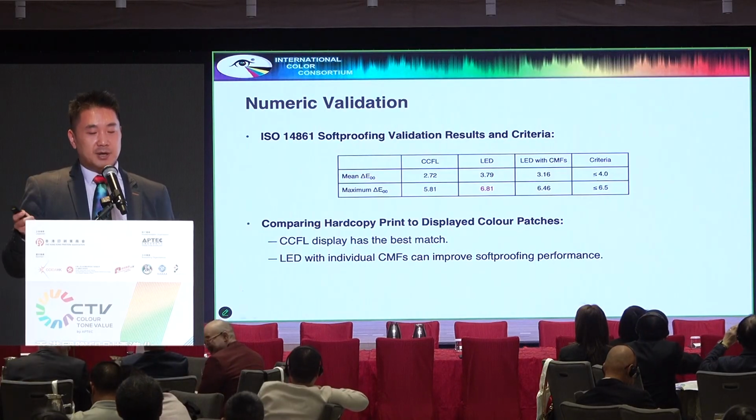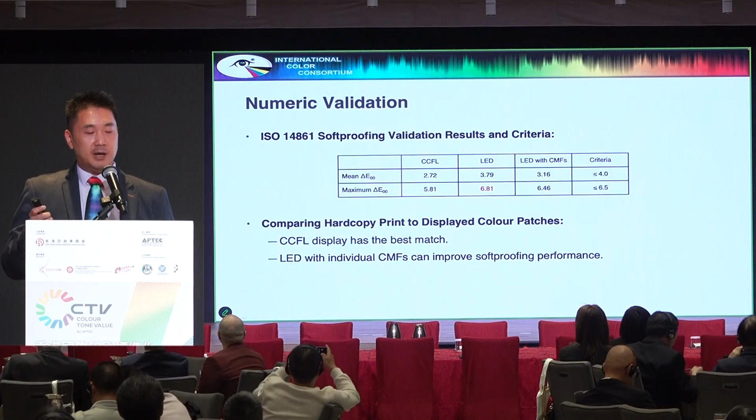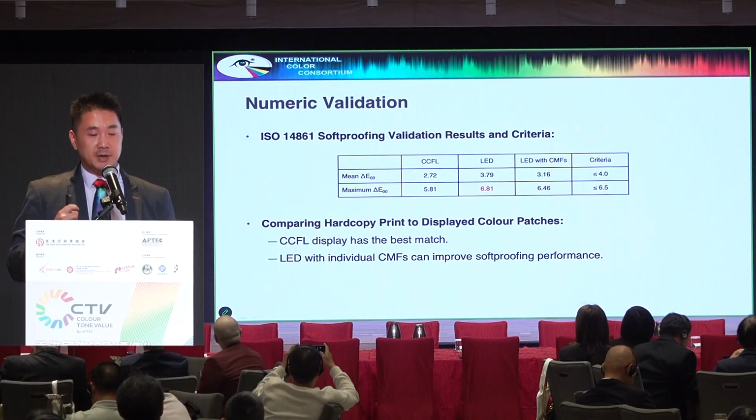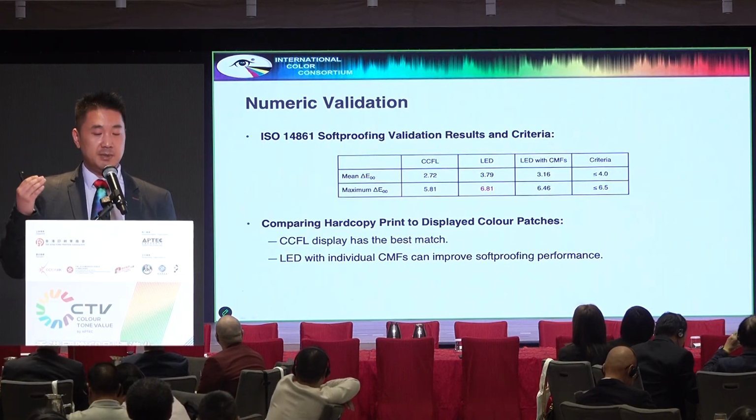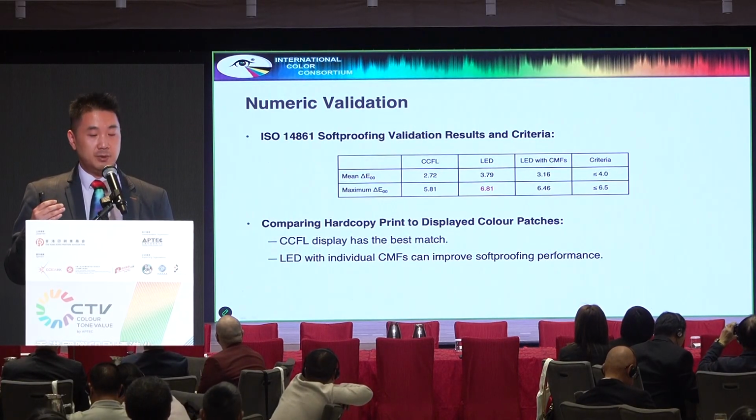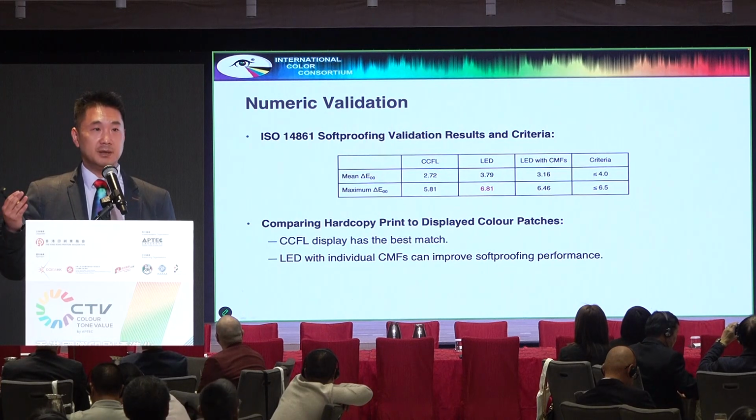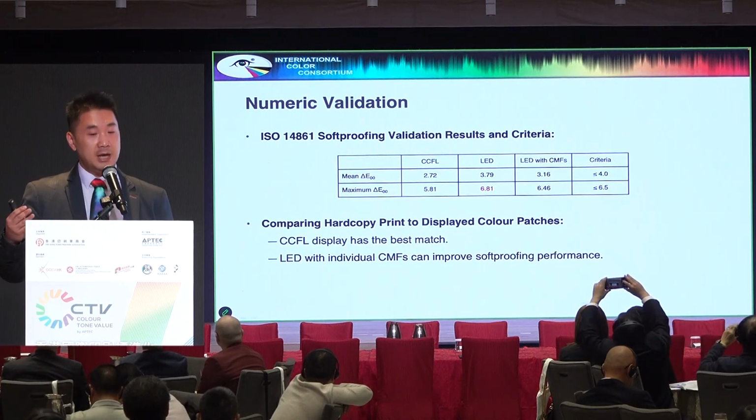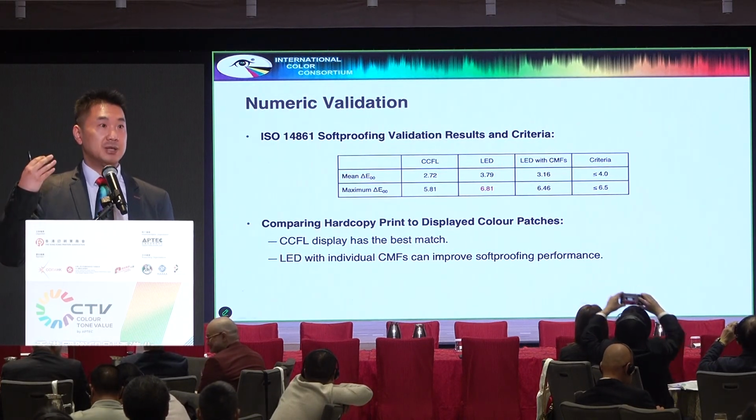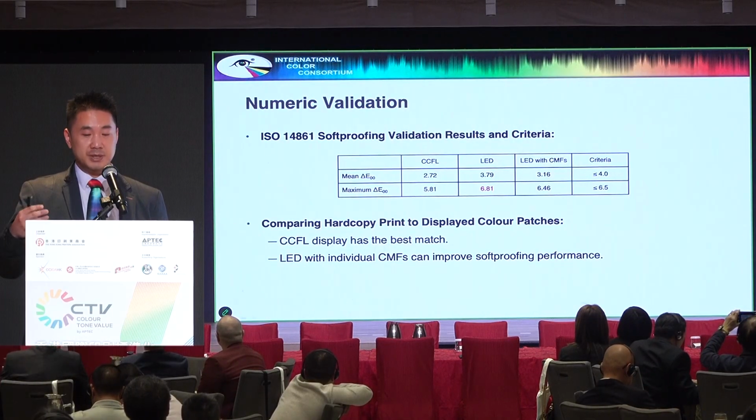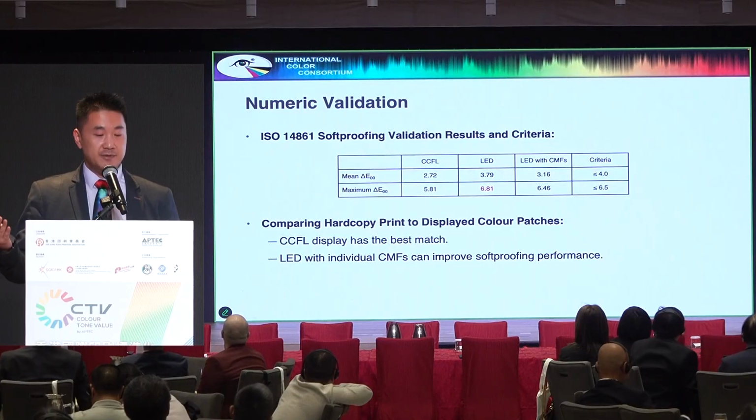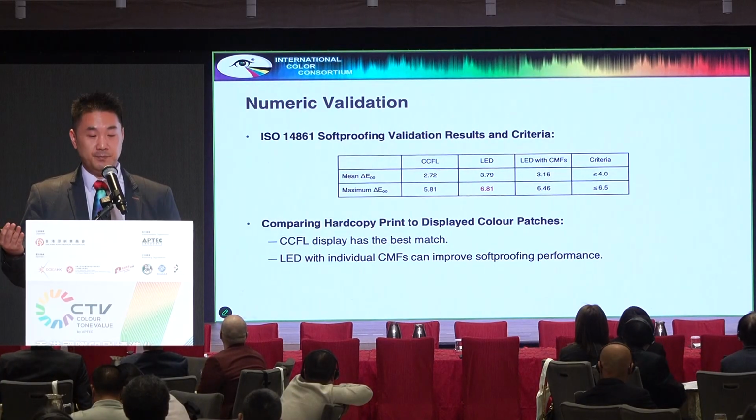So these are the results and criteria. We use 14861's criteria to evaluate this. The CCFL is actually quite amazing. It has the best result compared to the prints. Although the product itself is like 20 years old, we calibrated it, and it still amazingly has the lowest delta E between the prints and the display, with an average delta E of 2.72.